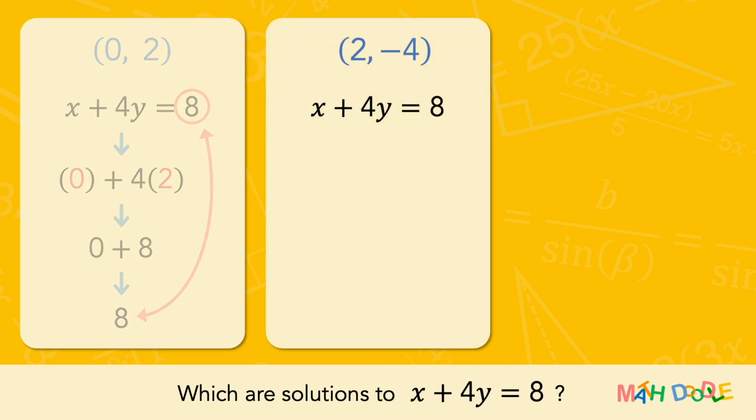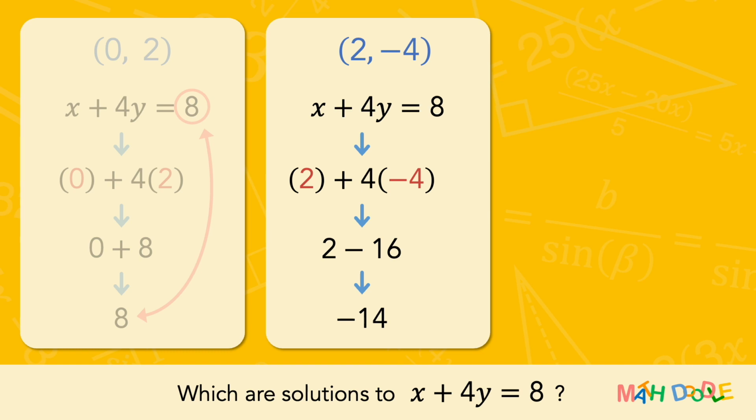Next, let's check if the ordered pair 2, minus 4 is a solution to the equation. To do this, we are going to substitute 2 for x, and minus 4 for y. Now, the left side of the equation is simplified into 2 minus 16, which is minus 14.